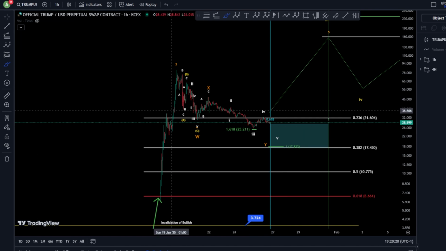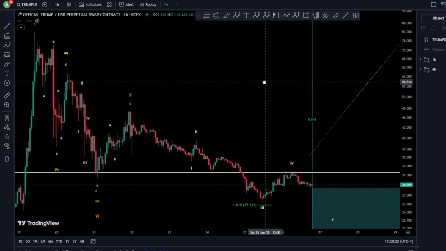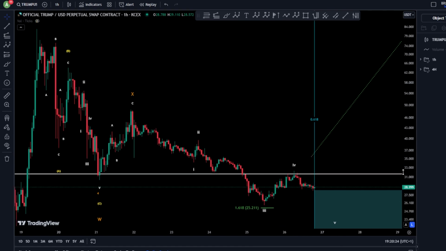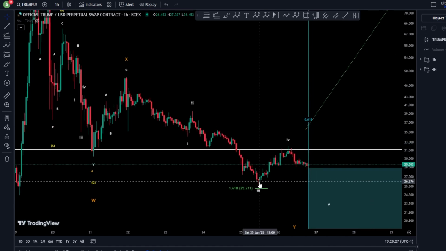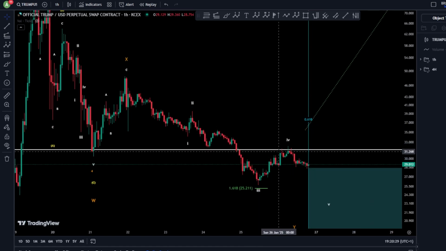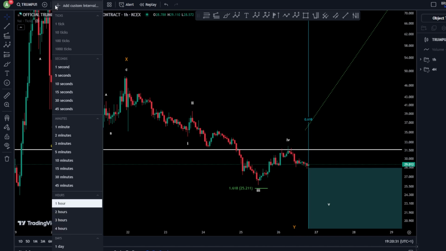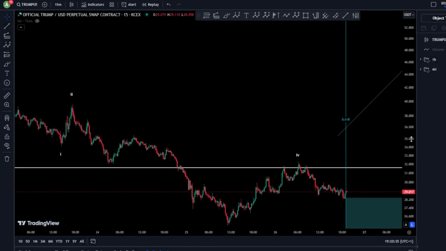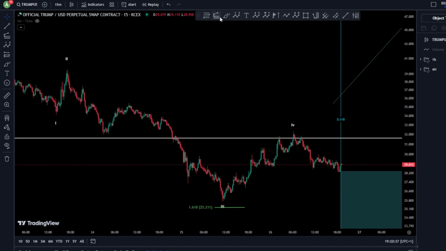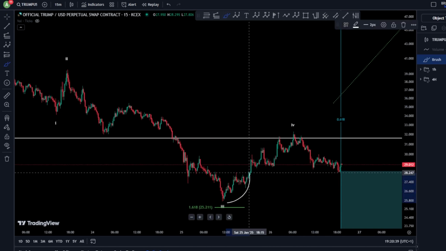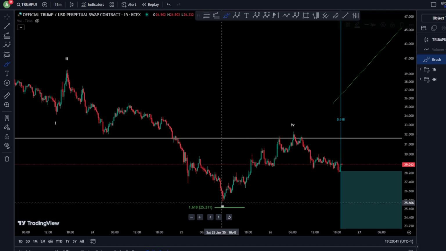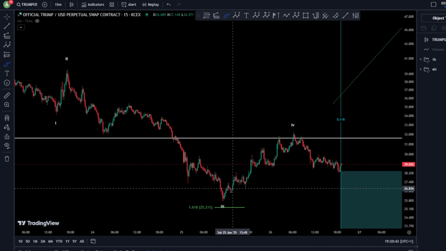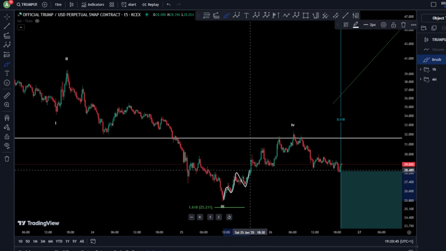Now, if we take a closer look at what's going on in the last move for Trump coin here, we can see a 1, 2, 3, 4, and a 5 probably, but as you can see, your wave 5 does not look really finished. And it looks like 3 waves. And also your wave 1 is the same. I can say 1, 2, 3 or ABC. I don't see a 1, 2, 3, 4, 5.